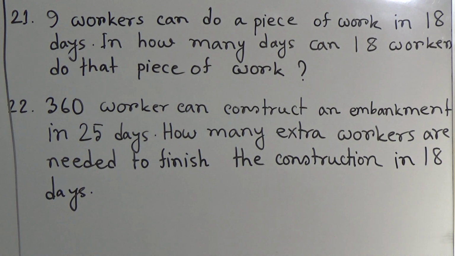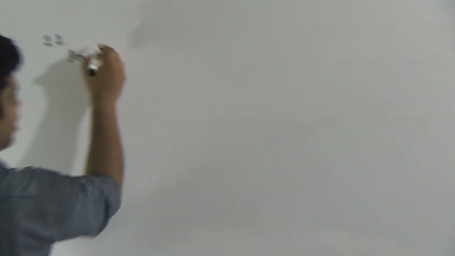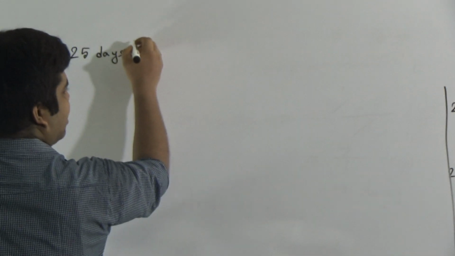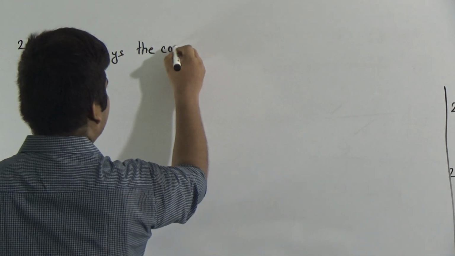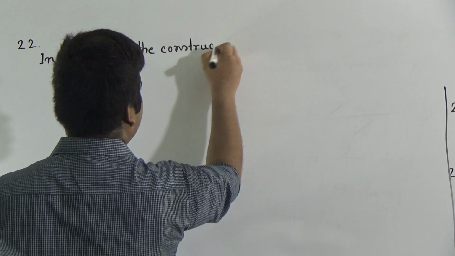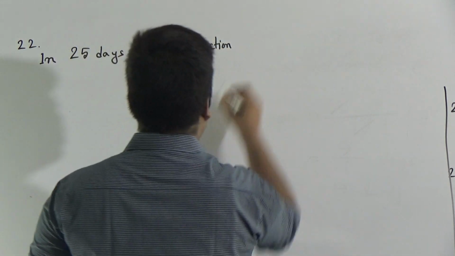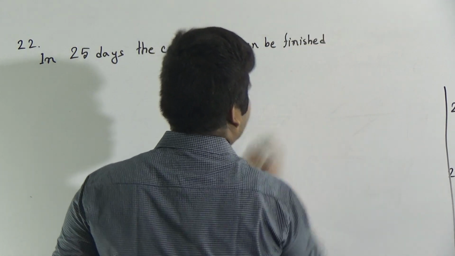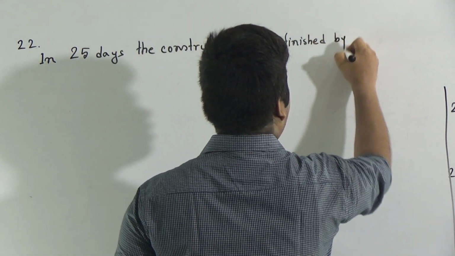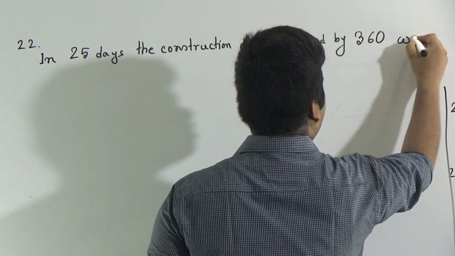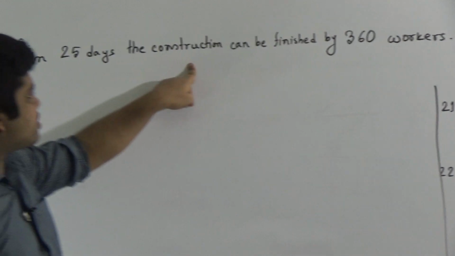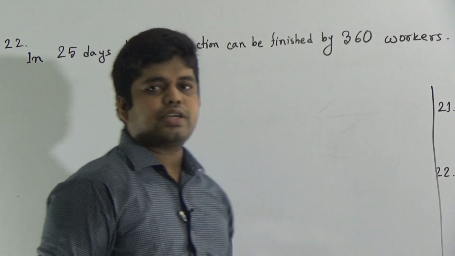So first of all we write: in 25 days the construction can be finished by 360 workers. I hope you have understood. In 25 days the construction can be done by 360 workers.